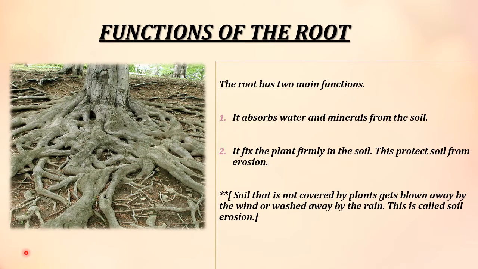Main functions of the root. Roots have two main functions. First one, it absorbs water and minerals from the soil. The minerals come from the soil. They are dissolved in the water absorbed by the root. These minerals are very important for the growth of a plant. The second function of the root is to fix the plant firmly to the soil. The root spreads out into the soil and holds on to it.